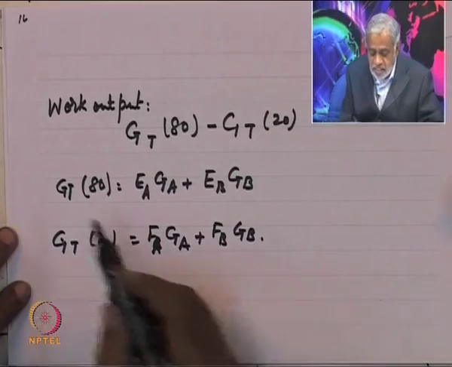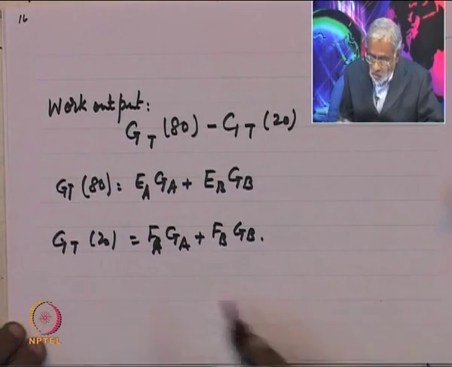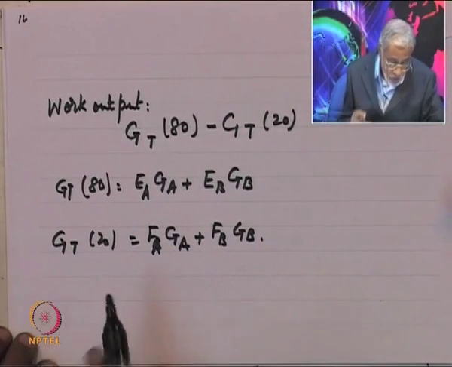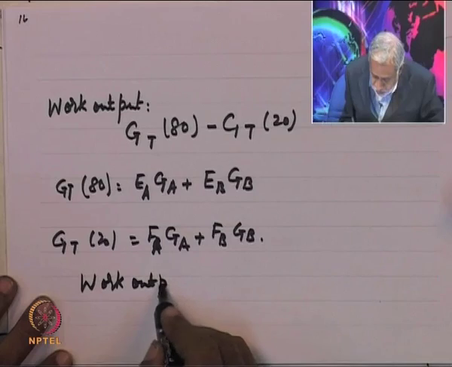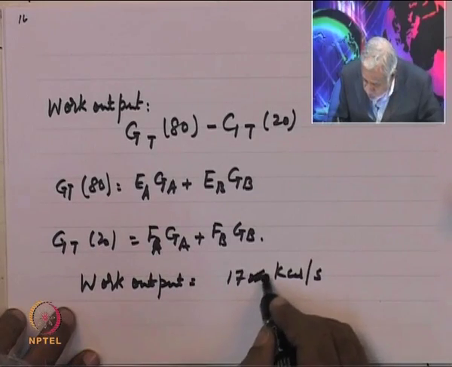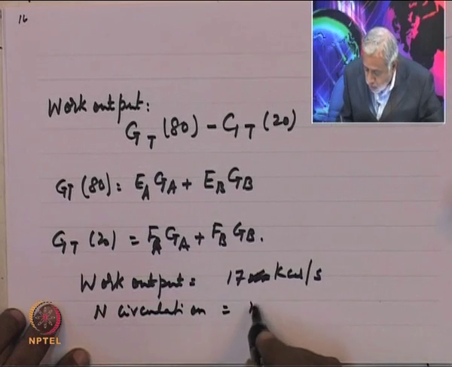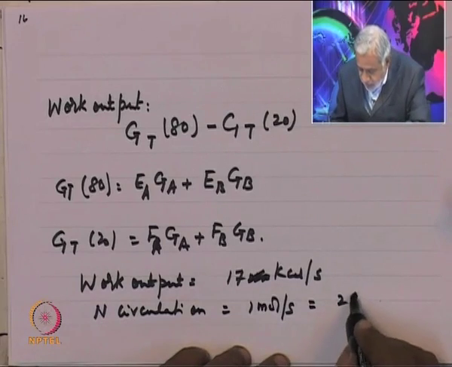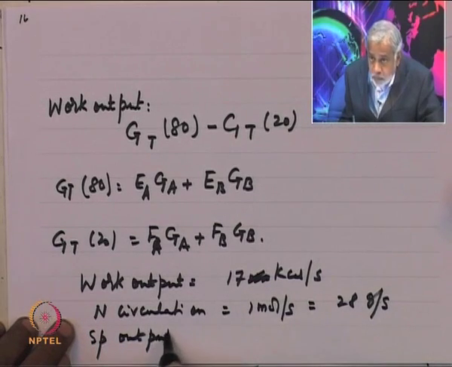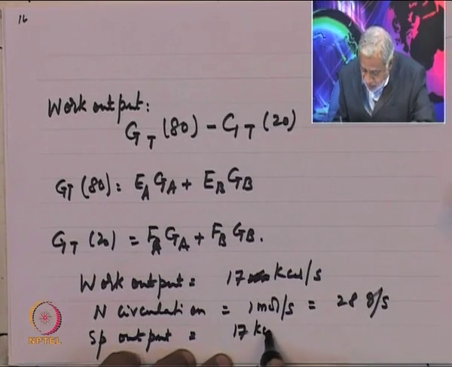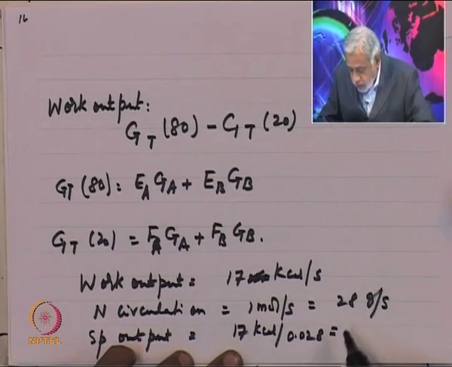Now, to calculate GA and GB, you should know the standard free energies of formation. All that is given. So, I put all those numbers in and got this. When you put in all your numbers, it looks something like this: work output is equal to about 17 kilocal per second, and nitrogen circulation is 1 mole per second, or 28 grams per second. Therefore, specific output is equal to 17 kilocal divided by 0.028.